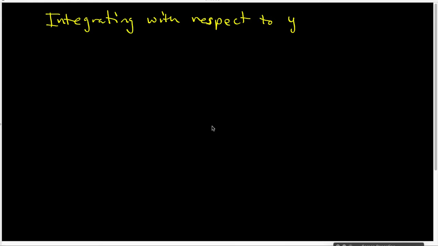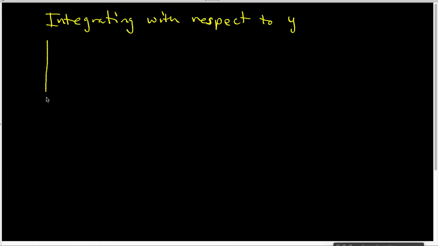In this video, I want to look at what it means to integrate with respect to y, because some regions in the xy plane are more naturally set up as what I think of as sideways or right-left regions. And that means we need to be able to interpret what it means to integrate with respect to y.